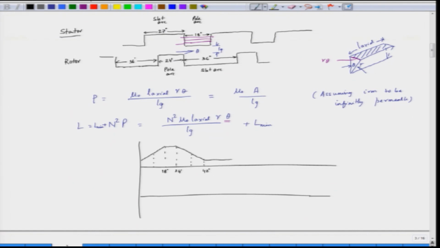And then the same thing will repeat here, and this will remain in the low position for 18 degrees, which is 60 degrees here, and then this will repeat. So, the inductance variation is somewhat like this. We have some L minimum here, and the inductance is a function of theta. This varies like a trapezoidal signal, and on the x axis we have theta. We are plotting the inductance as a function of theta.